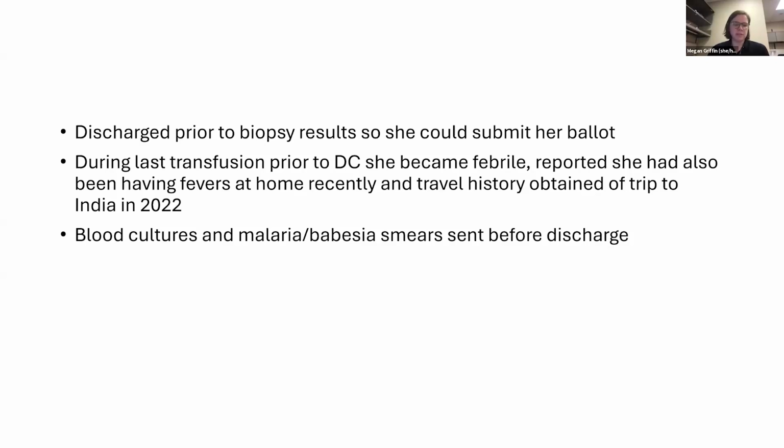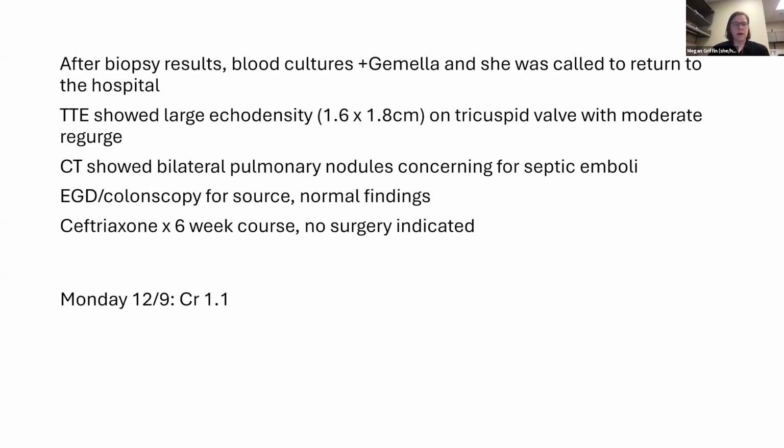And there was a travel history obtained that she had actually gone to India in 2022. So just before discharge, she did have blood cultures drawn and a malaria and babesia smear sent. I called her with her biopsy results and requested that she come in to get an echo, which the hospitalist had ordered, but then her blood cultures a few hours later actually turned positive for Gemella. And so we called her to come back to the hospital.